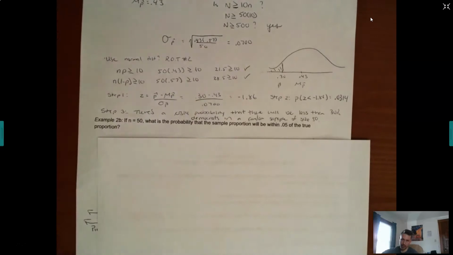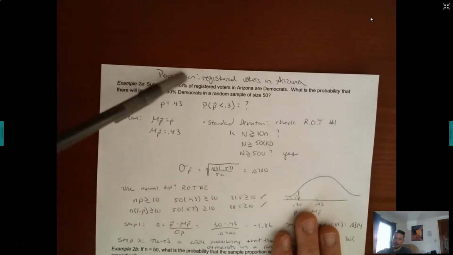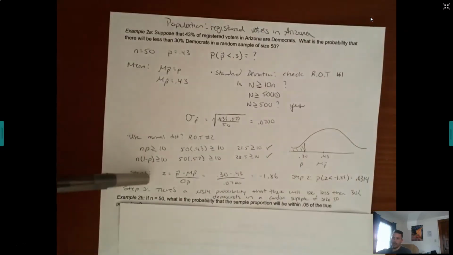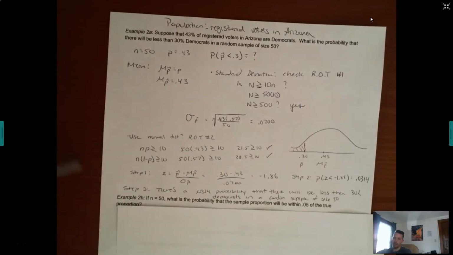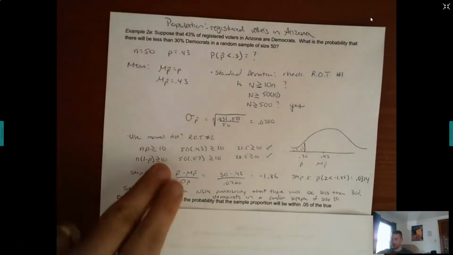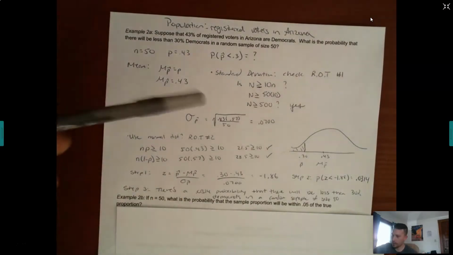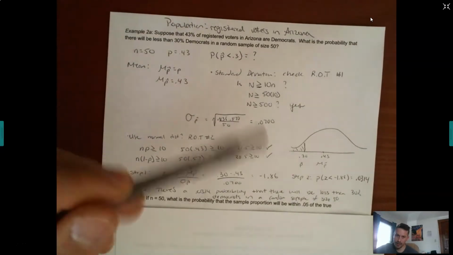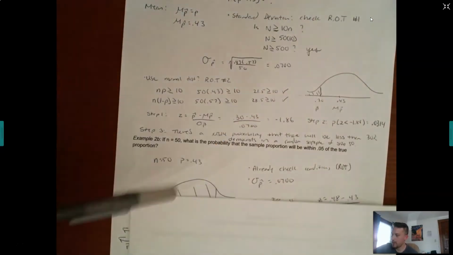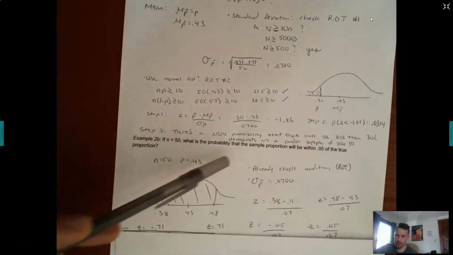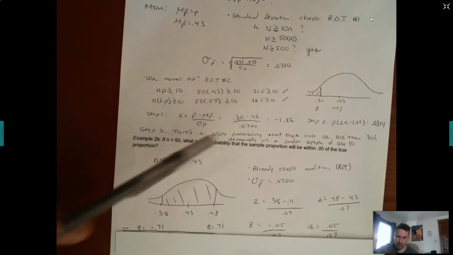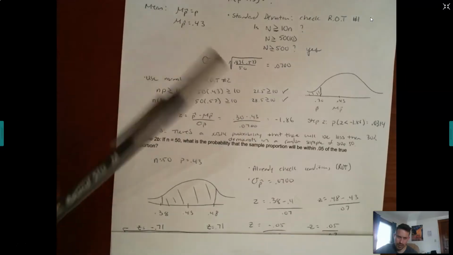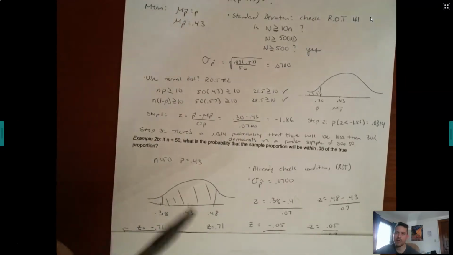Okay, so switching up the question a little bit. Same given information, but the question is now different. N still equals 50. What is the probability that the sample proportion will be within 0.05 of the true proportion? So we already checked our rule of thumb 1 and 2 up here, so we're going to go right to the normal distribution calculation, and I'm going to draw a picture.